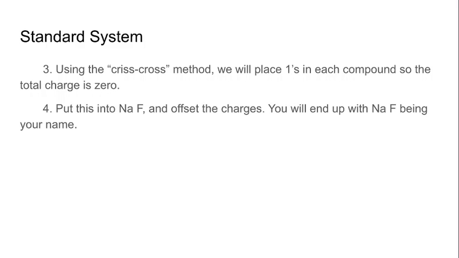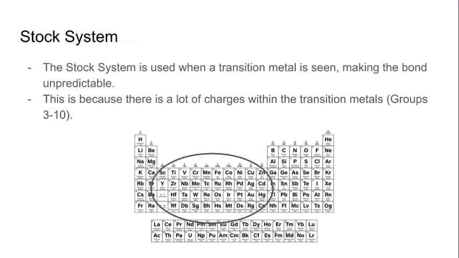Next, let's learn about the stock system, which is the naming of a transition metal to a nonmetal bond. This is a very unpredictable bond due to the amount of charges seen in the transition metals, going from groups 3 to 10 as seen below.